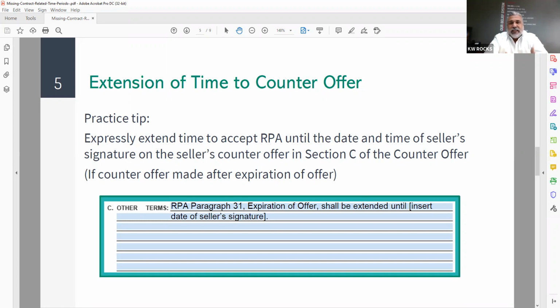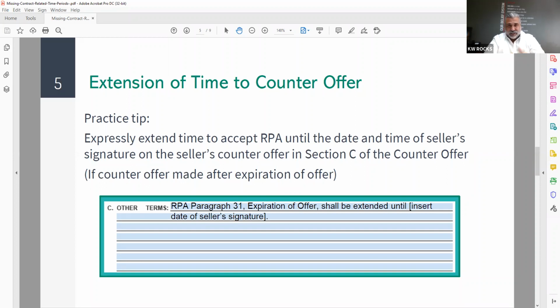So what you can do is add it to the buyer's counteroffer, expressing that part of the RPA, and this is the language you want to use. RPA paragraph 31, expiration of offer shall be extended, and then that date of, I don't know, March 19. And then once the seller signs it, that modifies the agreement for an extension. Okay, so I hope everyone understands that this is how you can extend it. You can do the counteroffer, or you can simply add an addendum to it as well.